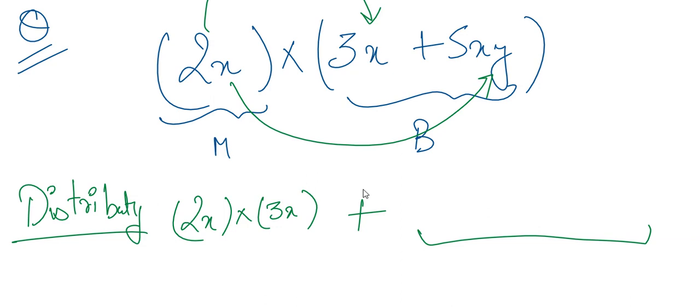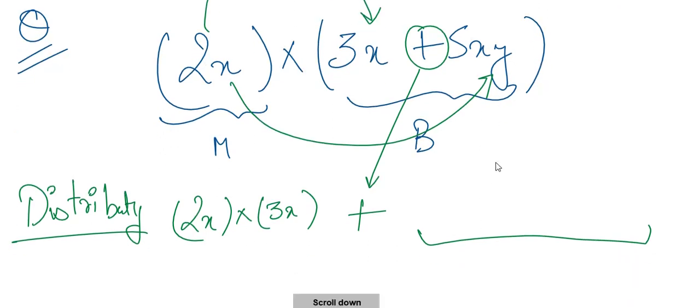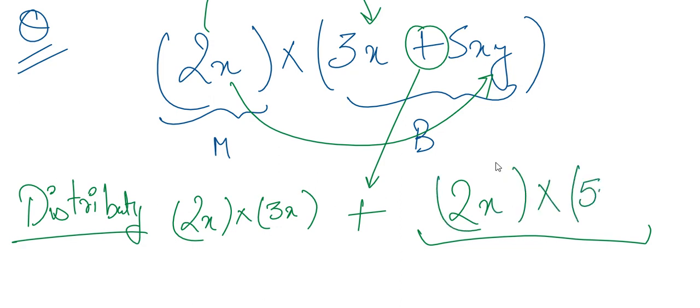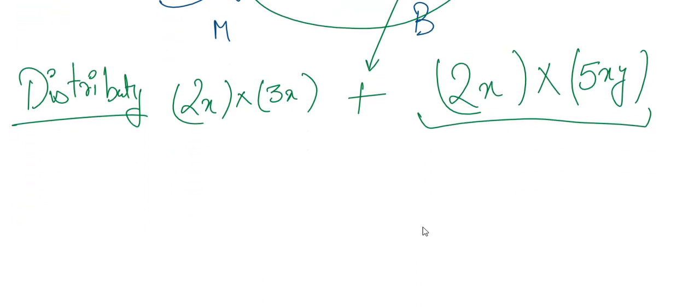I'm just multiplying. See, I was just multiplying 2x with 3x. Just put my negative plus positive sign here, and I will be multiplying 2x with what? 5xy. So what would I write here? Yeah, I would be writing 2x in multiplication with 5xy. Yeah, that's great. So now I've converted it to monomial cross monomial.